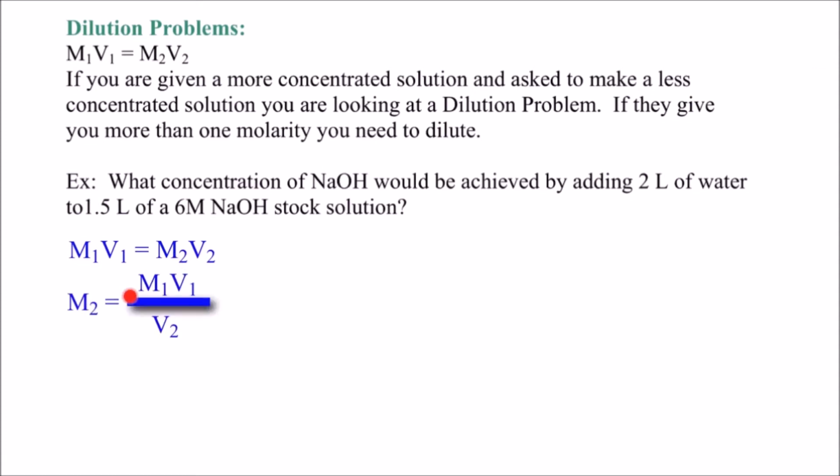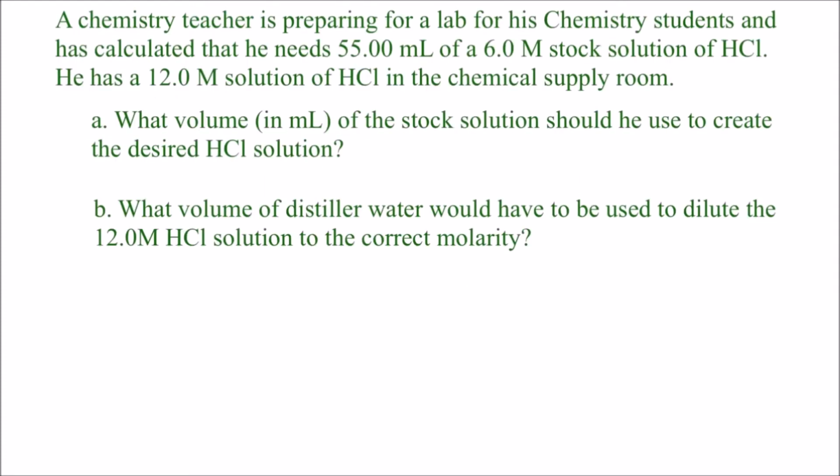Alright, and now all we have to do is plug in our given information. And we come up with a 4.5 molar solution of sodium hydroxide. So we have diluted it from 6 molar to 4.5 molar. Okay, let's do another question.